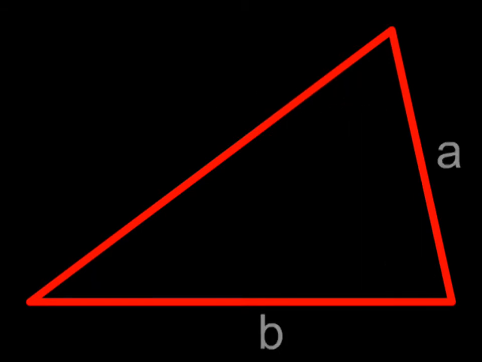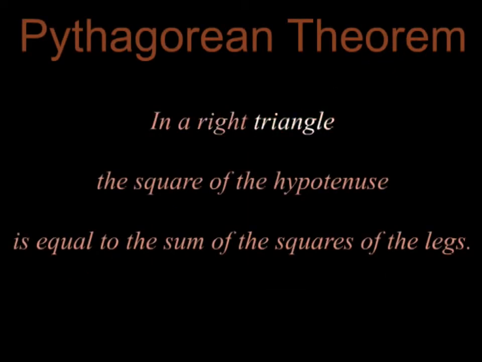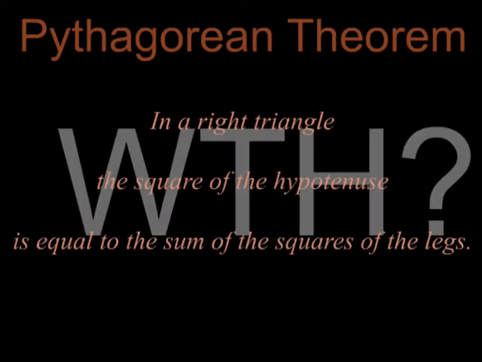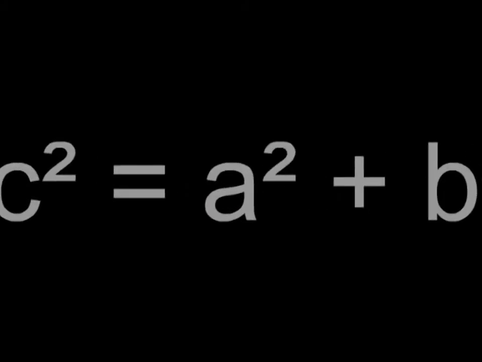But what if you know the length of two sides and want to know the third? If it's a right triangle, you could use the Pythagorean Theorem. In a right triangle, the square of the hypotenuse is equal to the sum of the squares of the legs. Here's another way of looking at it: c squared is equal to a squared plus b squared.